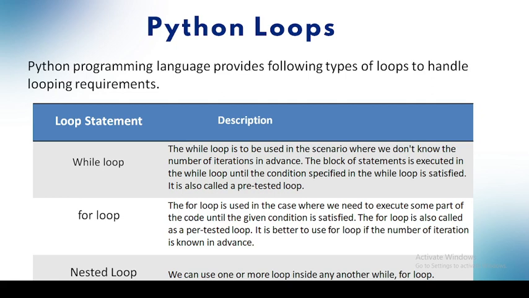We have another type, that is the nested loop. We can use one or more loops inside another loop, another while loop or for loop. So we can use two while loops together, one inside another, or two for loops together, one inside the other. It's called the nested loop. Like we have the nested if else, one if else within another, we also have the nested loop, one loop within another loop. So in Python we have three basic kinds of loops: while loop, for loop, and the nested loop.